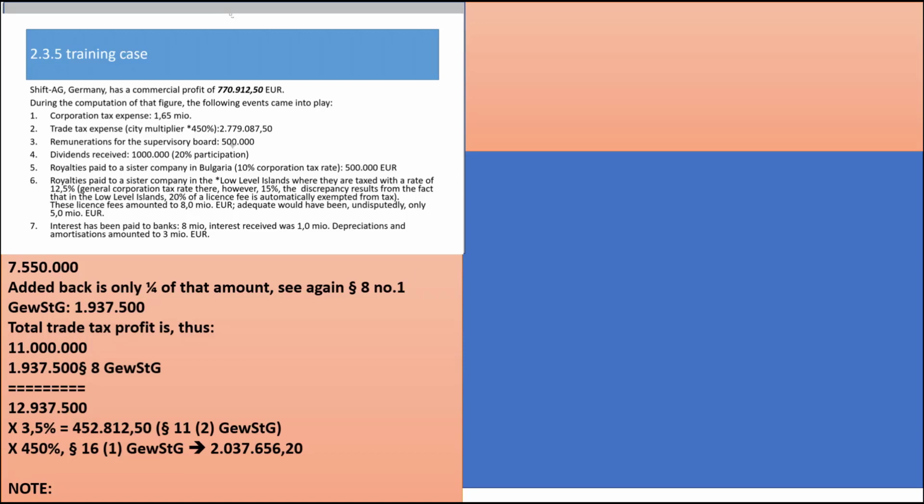And that brings us to an awkward conclusion, namely that what you can't really see here, that the provision which was made for the trade tax was evidently too high. It should be corrected in the commercial balance sheet, so the commercial profit will go up a bit and the trade tax expense will go down a bit, because the person who made up the commercial balance sheet made a mistake in the computation of the trade tax prognosis.